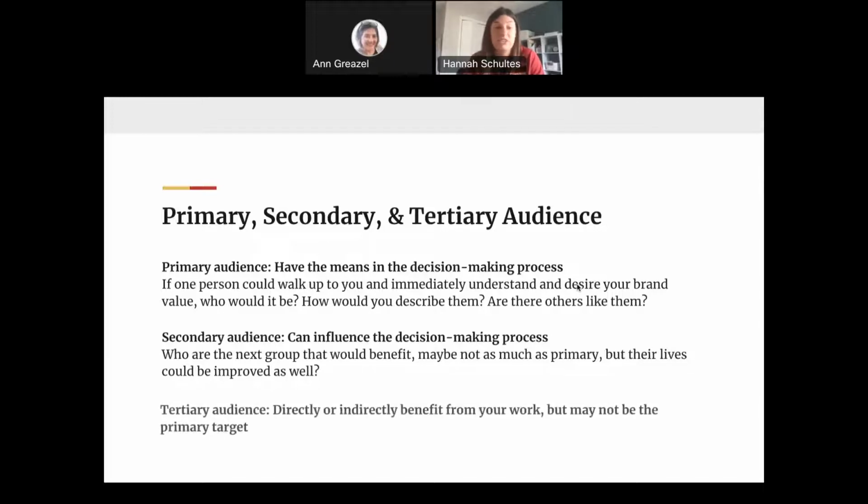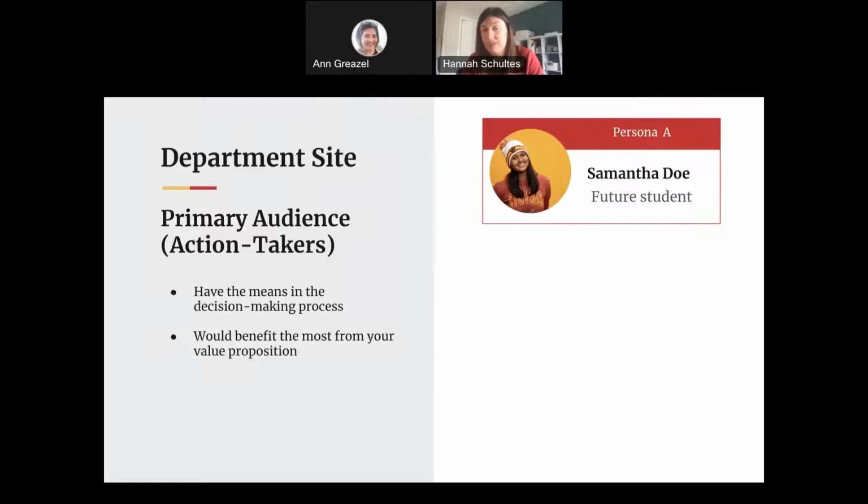And then lastly, the tertiary audience can be directly or indirectly impacted by your work, but they're not going to be your primary target. They're not enrolling in your classes, they're not renting your facility, things like that. So now we're going to look at some examples where we break this down, starting with the department site.